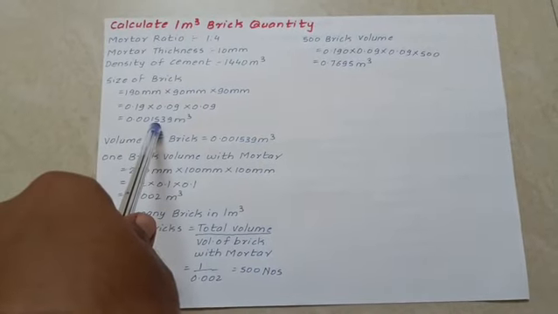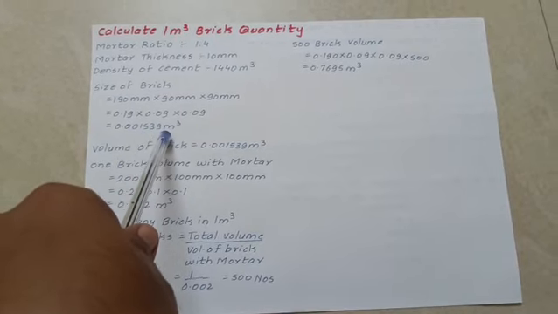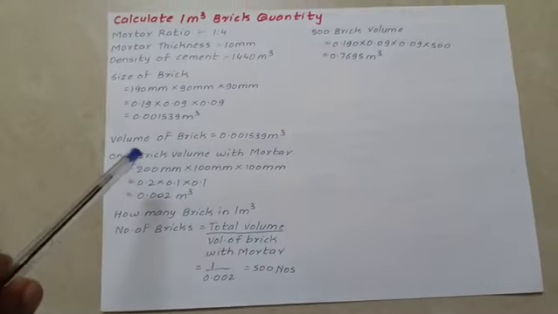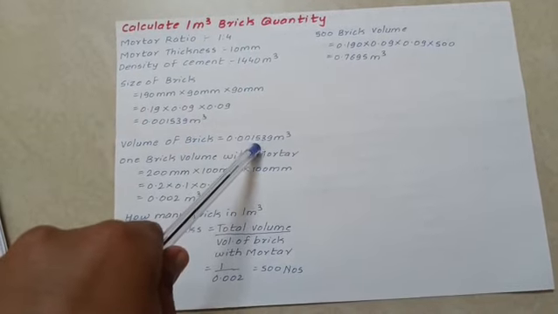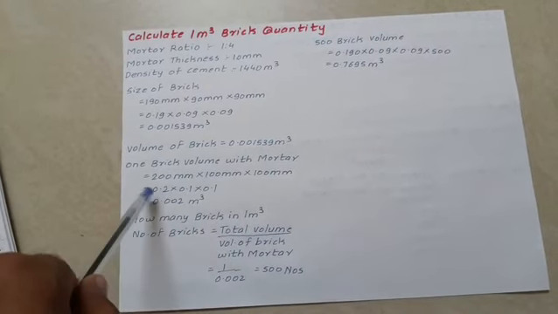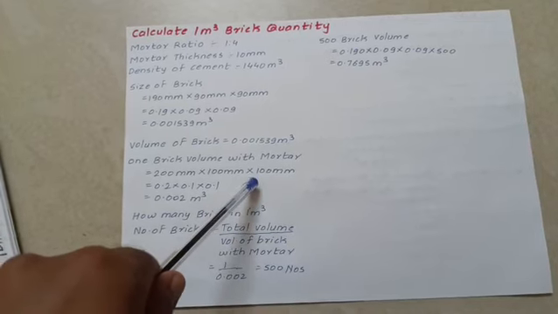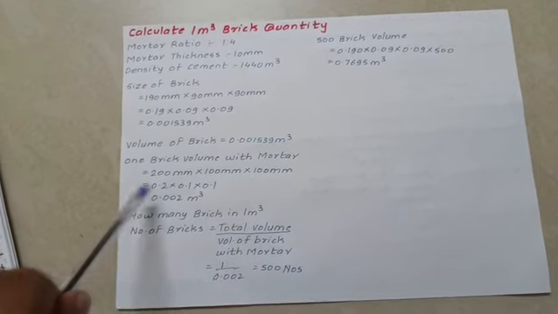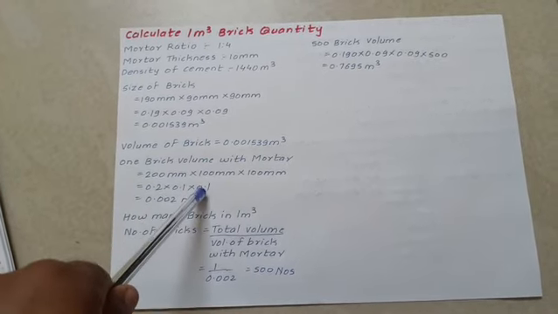Then the volume of brick is equal to 0.001539 meter cube. Then calculate the volume of one brick with mortar, which is 200 mm by 100 mm by 100 mm, with 10 mm mortar thickness, so it is equal to 0.2 by 0.1 by 0.1.